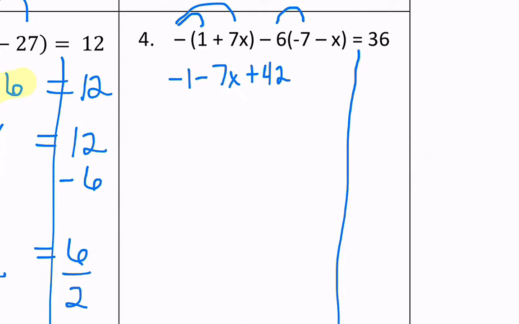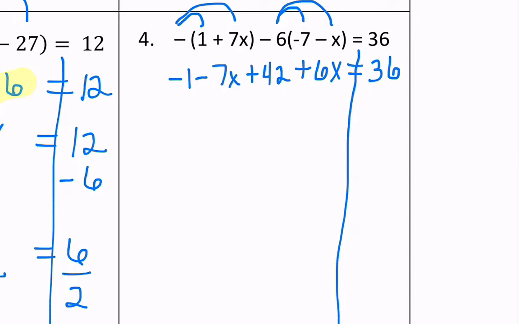And then I'm going to take this negative 6 and I'm going to multiply it by negative x. Negative 6 times a negative x. Well, I know a negative times a negative is a positive, so I'm going to write plus. 6 times x is just 6x. Put your equal sign on that line, and the only thing we have on the right side is that 36.